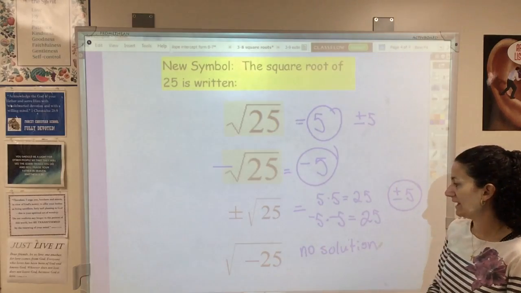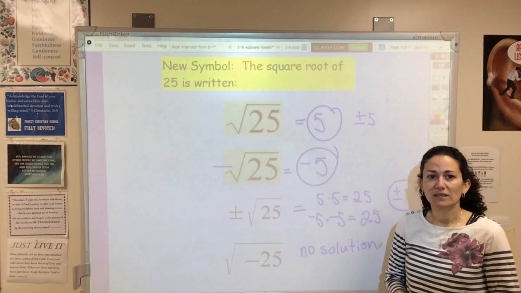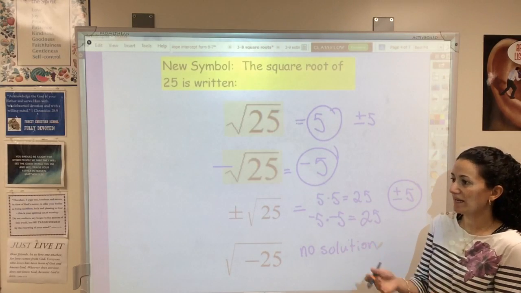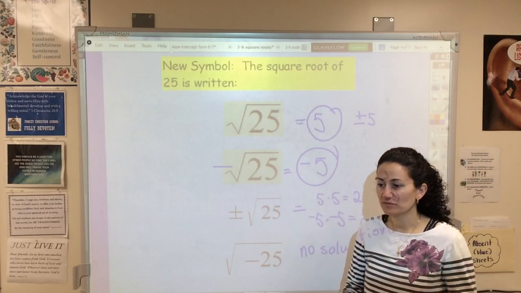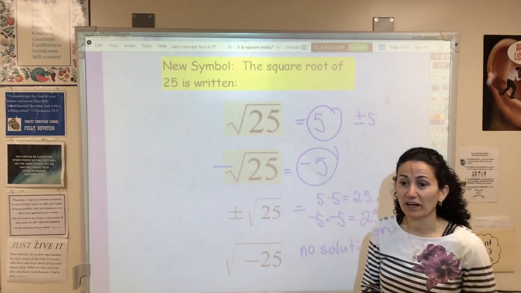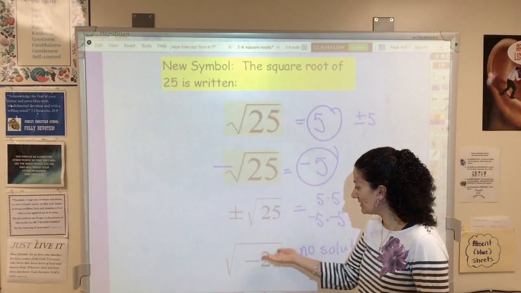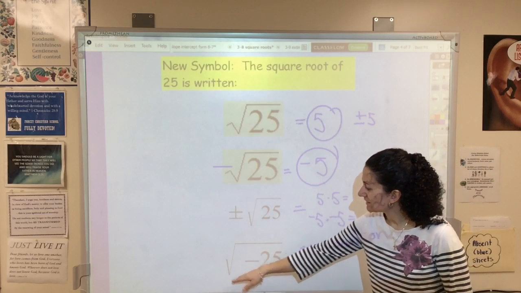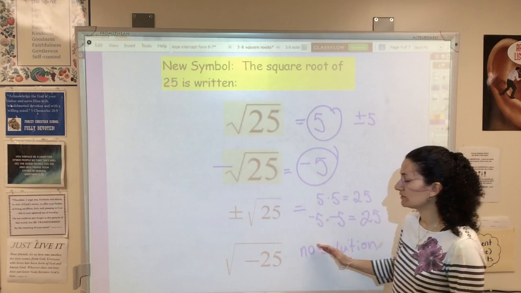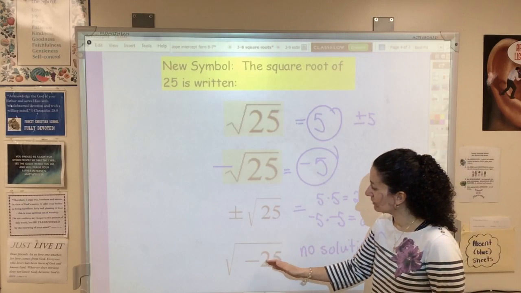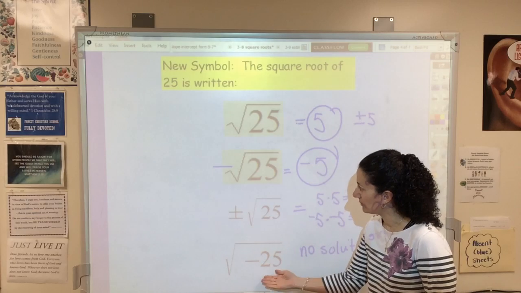There's no way you can get the square root of negative 25. You can say 5, you can say negative 5, but technically 5 times 5 is 25, not negative 25. Negative 5 times negative 5 is also 25, not negative. So, if you have a negative inside the radical sign, then there's no solution. There is no square root. There's no way you can find the square root of a negative number.